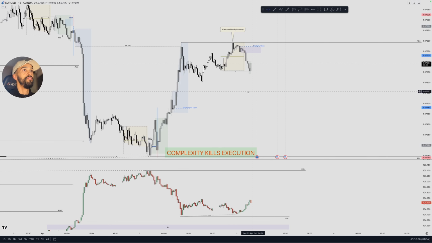Right, so the M15, what I want to make us aware of right here, we have taken Asia sell side liquidity, Asia lows.